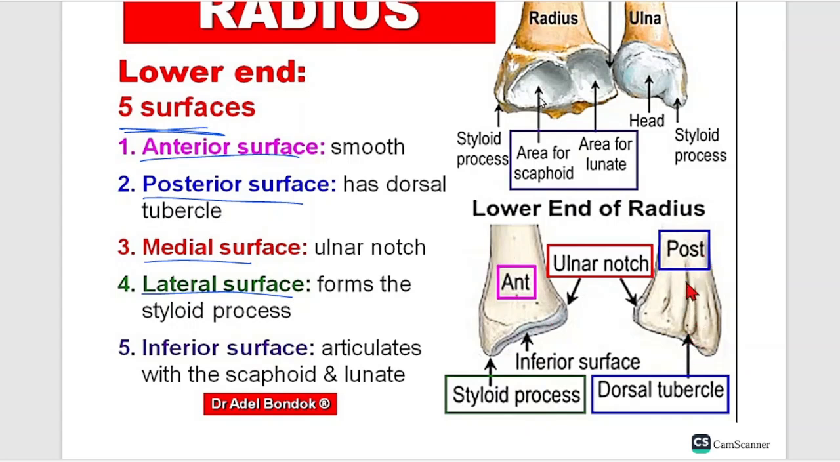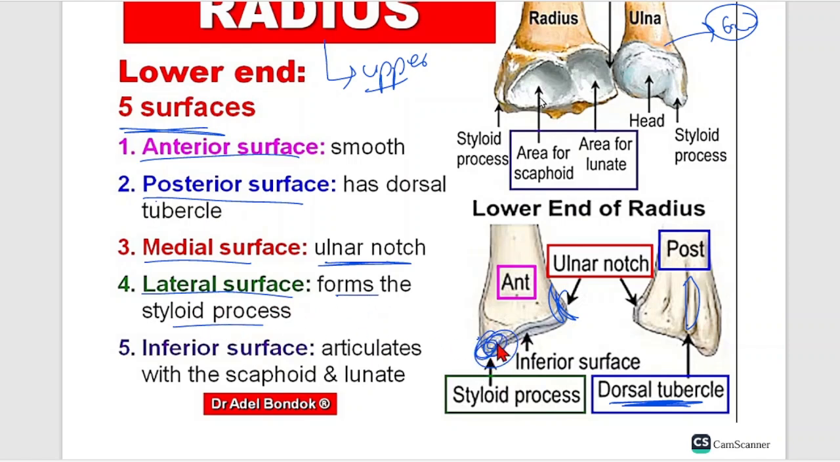The posterior surface has the dorsal tubercle. You have to remember that the posterior surface of the radius has the dorsal tubercle at the lower end, and the head of the radius is present at the upper end. But the head of the ulna is present at the lower end. Both are opposite. The medial side has the ulnar notch, and the lateral side forms a styloid process.